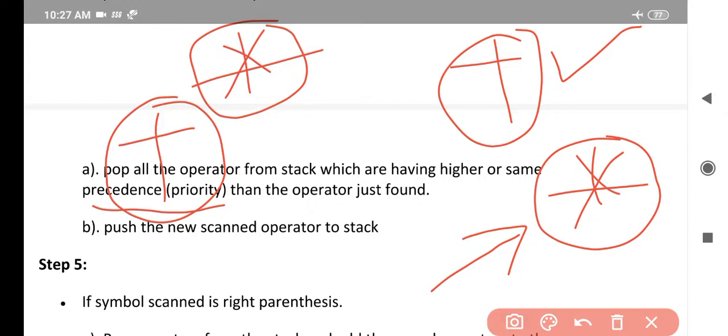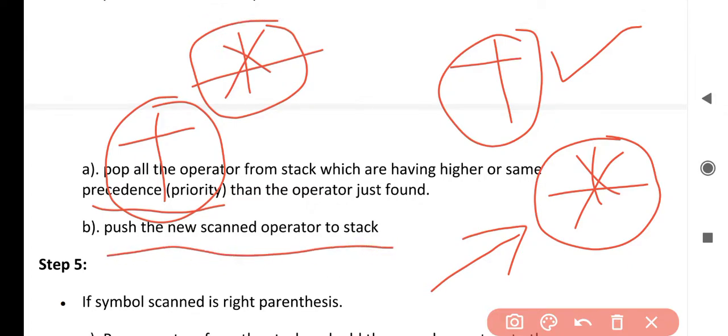In that case, what you have to do? You have to just push the new scanned operator to the stack. I hope this concept is clear. Only this concept is important in this algorithm. Rest of the things are very easy, right?